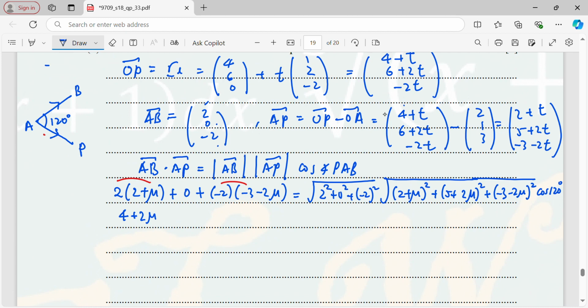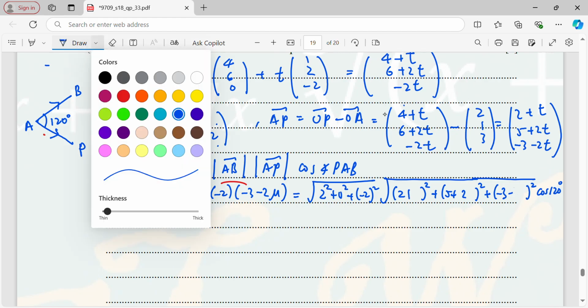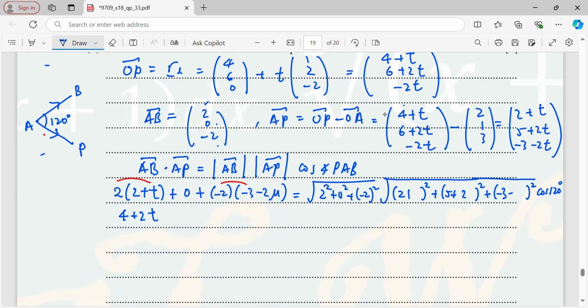Okay, then now here change to t. Same goes to the right side. All the mu change to t. Okay, so for the next expansion, minus 2 times minus 3 is plus 6. Minus 2 times minus 2 mu plus, okay, no more mu. This is t.